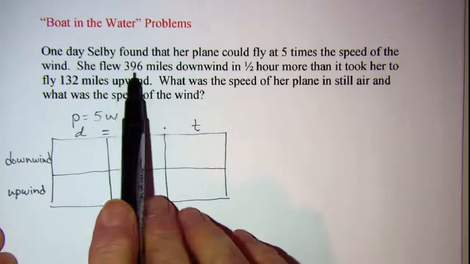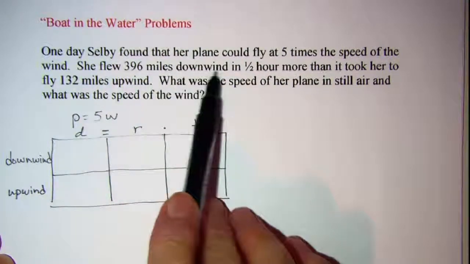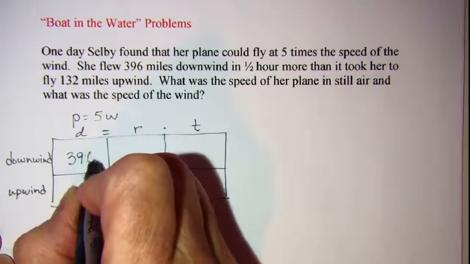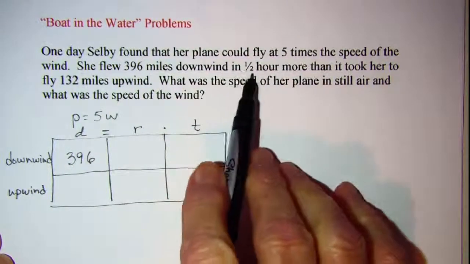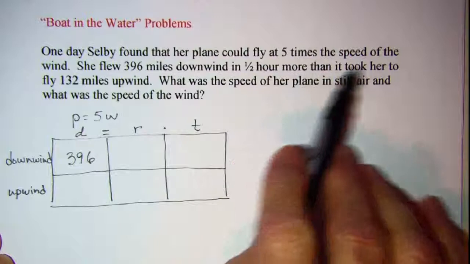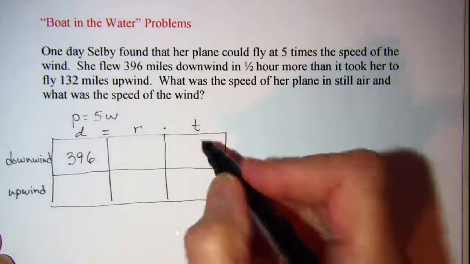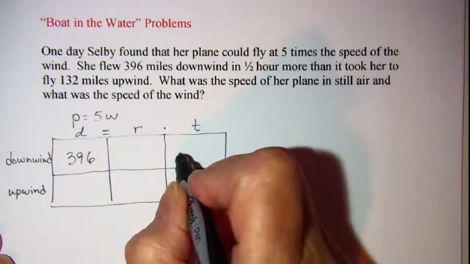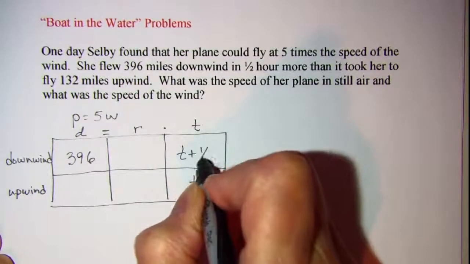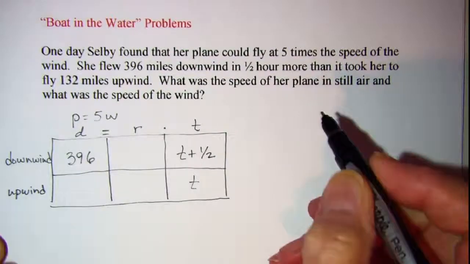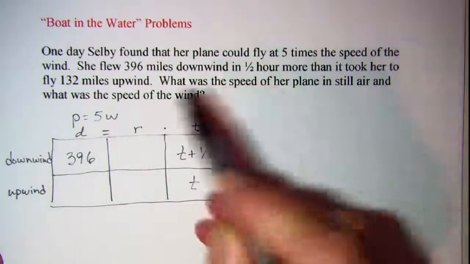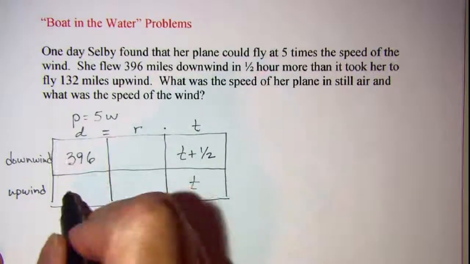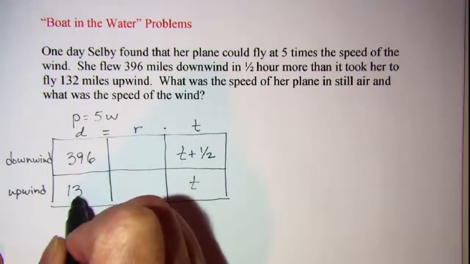So she flew 396 miles downwind, so that's the distance going downwind, in 1/2 hour more than it took her to fly upwind. So if this time is t, then this is going to be t plus 1/2. And she flew 132 miles upwind, so that goes in the distance upwind.